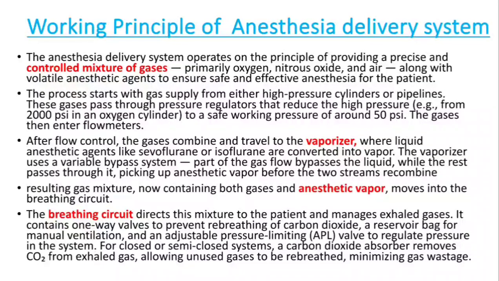Firstly, there is a gas source. Gases are coming from the pipeline or from the backup cylinder. Then there is pressure regulation. The gases are at very high pressure, so the system has regulators that will bring it down to around 50 psi, which is a safe and steady level. Then we have the flow controllers. The flow meters allow the flow, controlling the rate at which oxygen should flow and the rate at which nitrous oxide should flow.